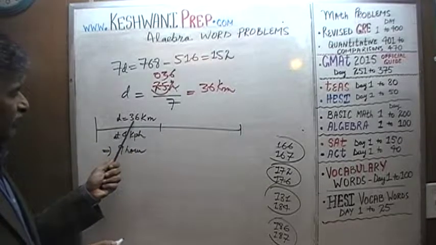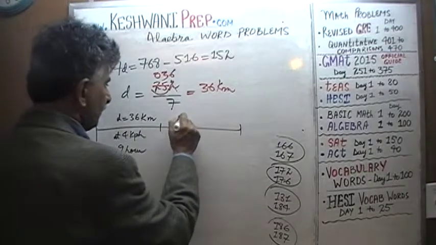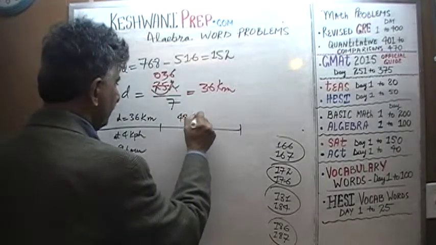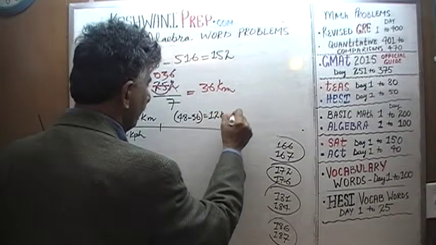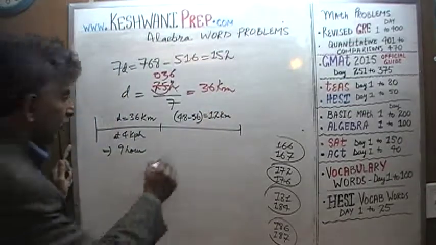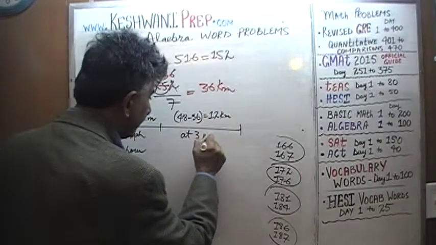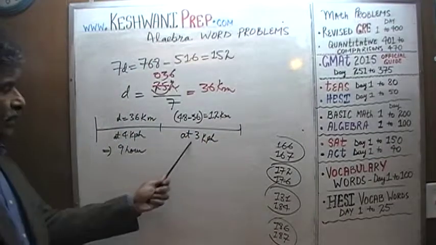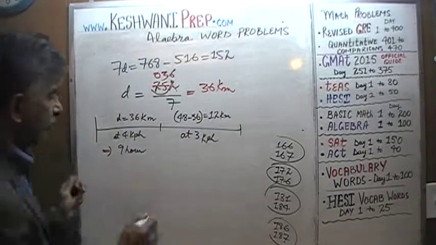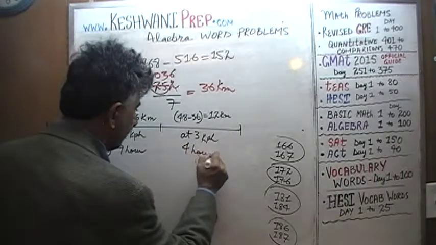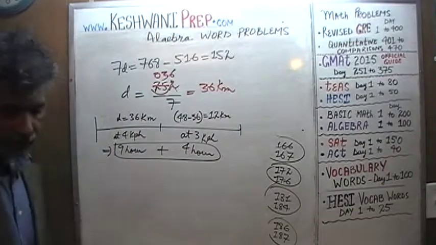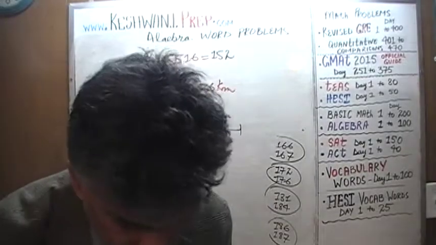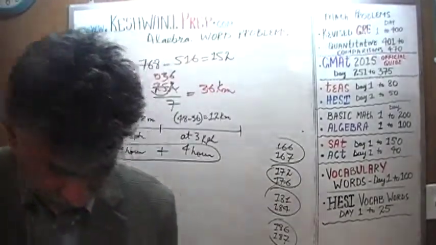Since the total distance was 48 kilometers, and you went 36 kilometers in the beginning, you must have gone 12 kilometers in the second part, at 3 kilometers per hour. At 3 kilometers per hour, if you want to go 12 kilometers, it will take 4 hours. So the answer is, how long did my journey take? My entire journey took me 13 hours.